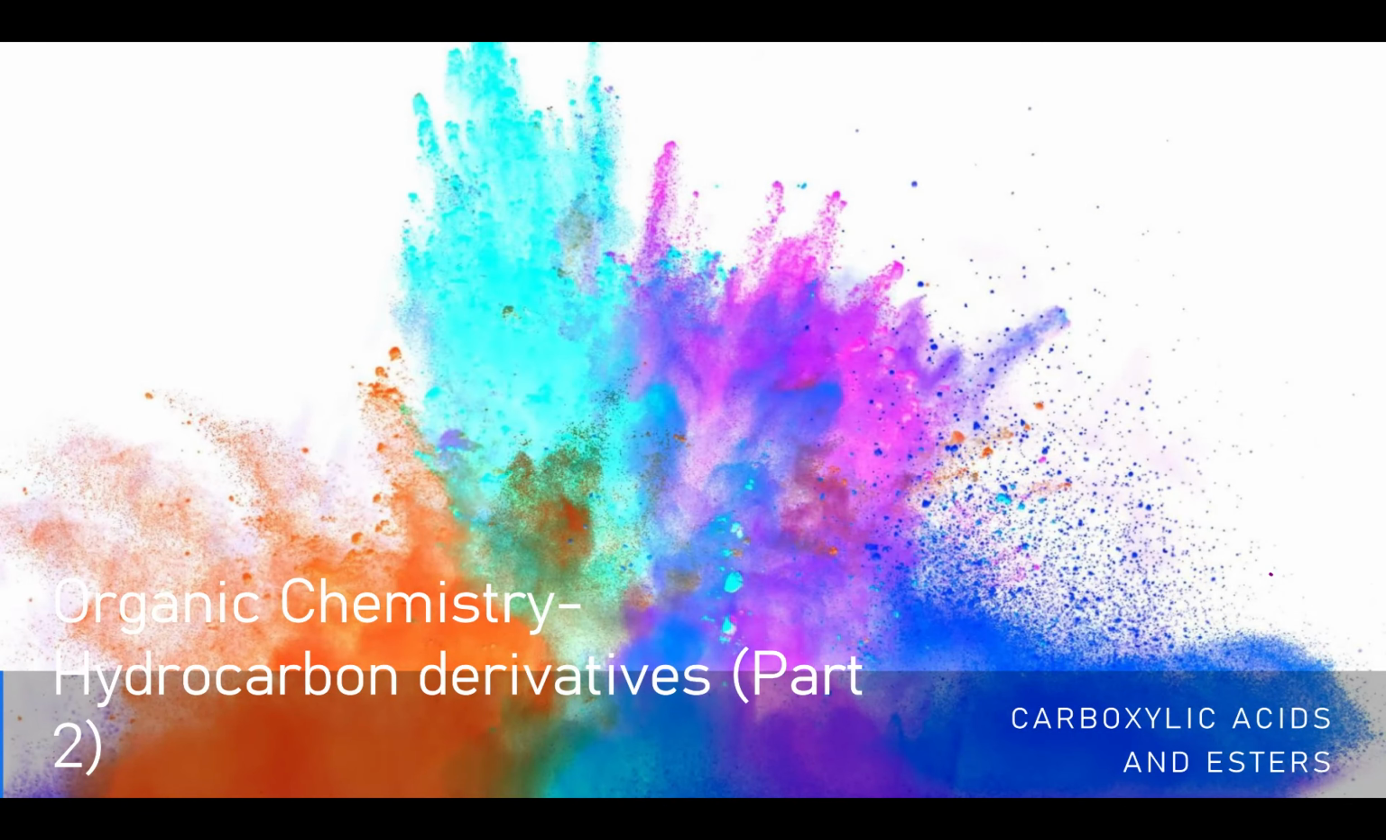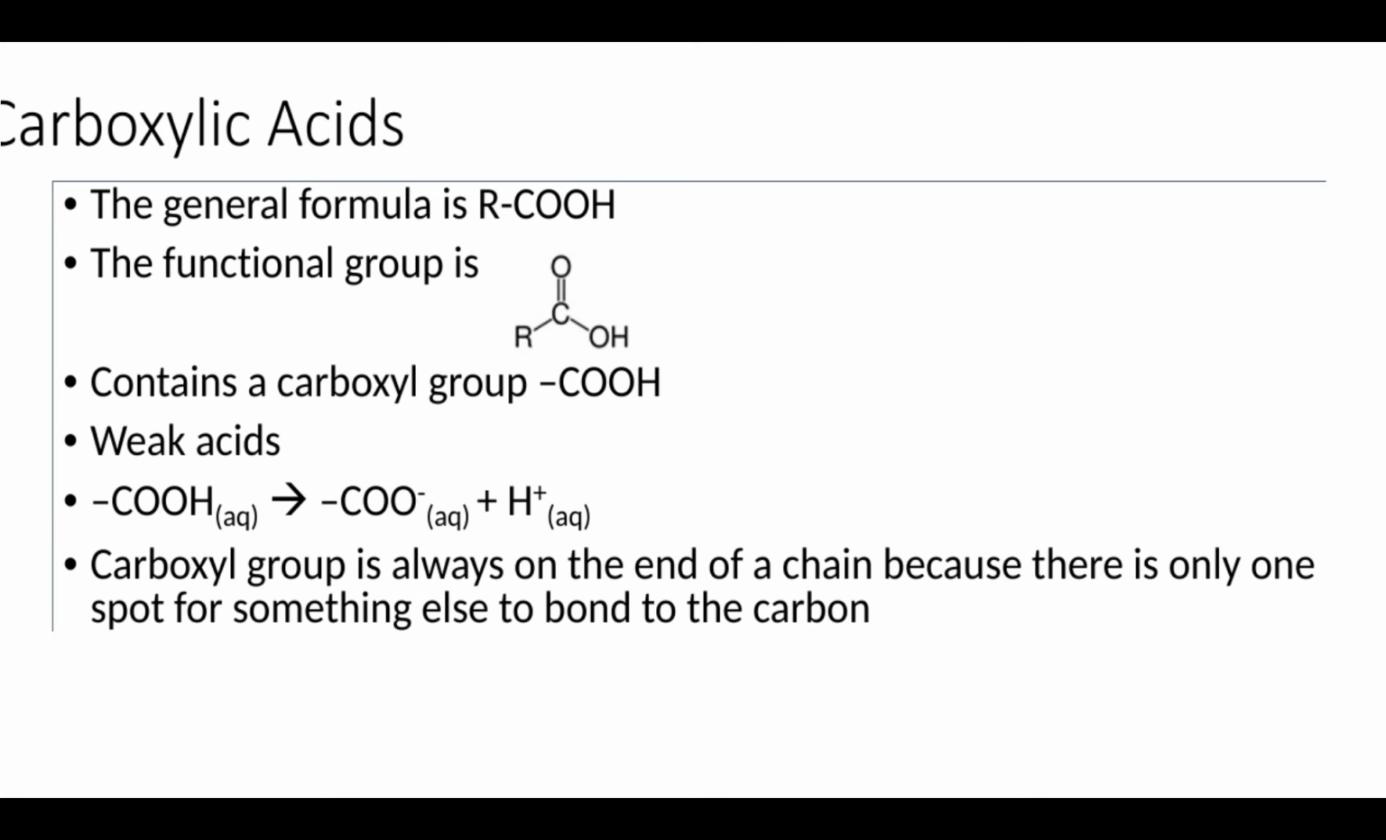So here's part 2 of hydrocarbon derivatives, focusing on carboxylic acids and esters. To start off, you have to be able to identify a carboxylic acid, and they have this general formula, R connected to COOH. So this COOH is the functional group. If we did a structural formula, it would look like this, where carbon is double bonded to oxygen and single bonded to an OH group. And then this R just represents either another carbon, could be hydrogen, but it would be the chain.